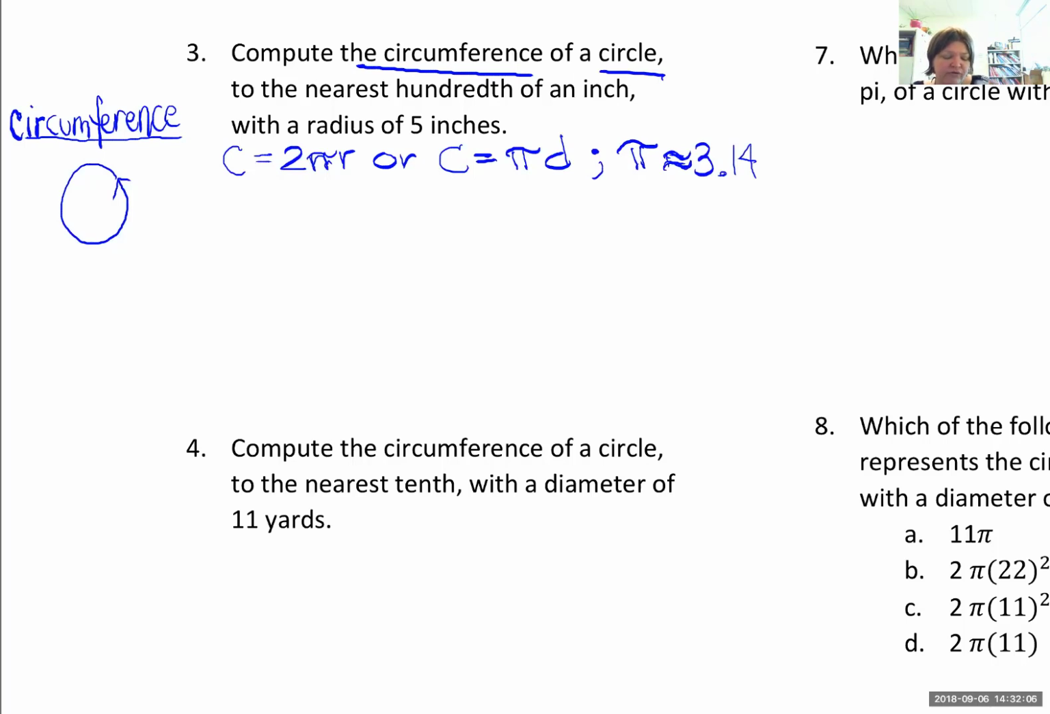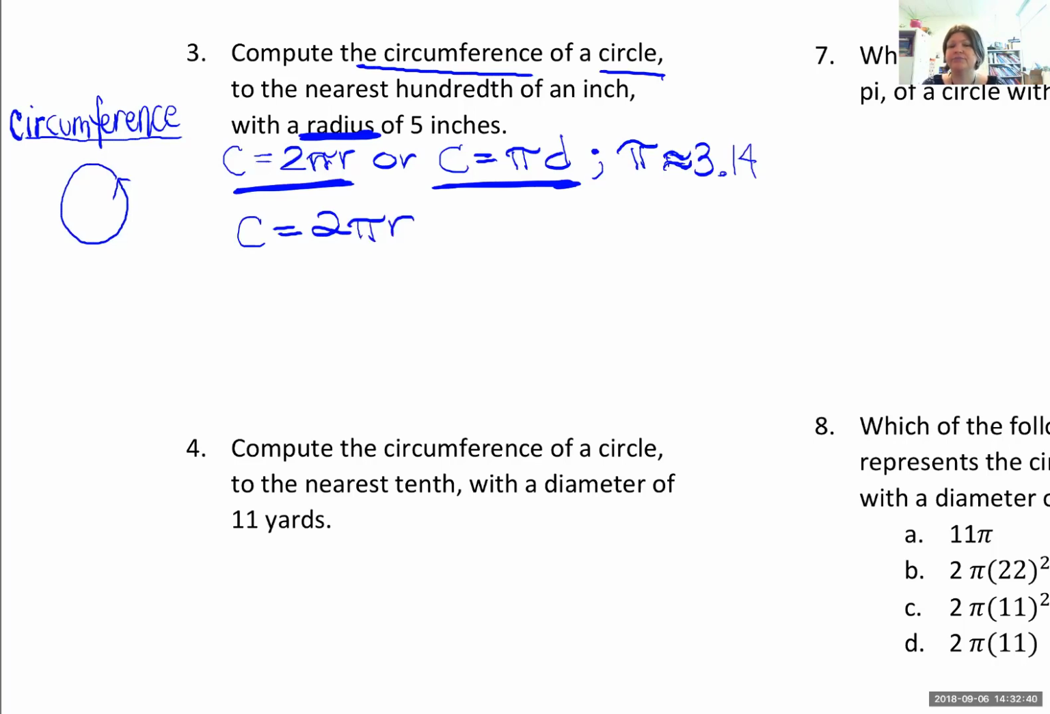So what formula do we want? We've got to make a decision here. I could use this one, or I could use this one. And students go, well, which one should I use? And I'm like, whichever one makes your life easier. So what do you know? Do you know the radius, or do you know the diameter? We know the radius. So choose the formula with an r in it. We're lazy. We don't want to do extra work. We don't have to convert radius into diameter if we don't have to. So let's just start with the radius formula. That will be the formula we use.